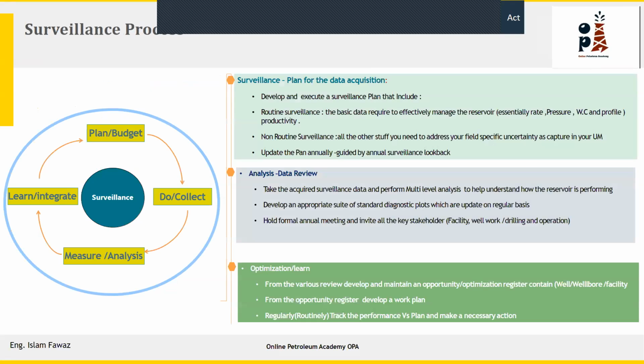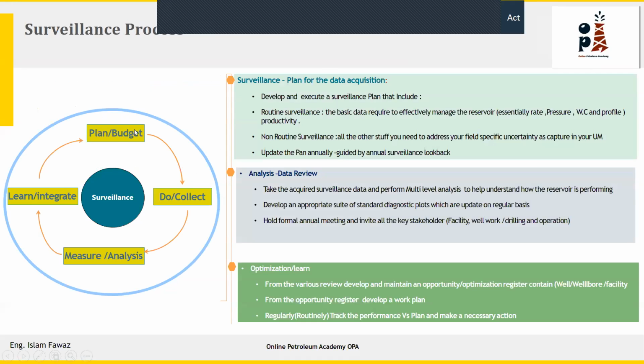So what is the surveillance process for your fields? The surveillance process is plan, do, check, act. This is the loop cycle for the surveillance. We start with planning, according to your budget, and then we collect the data, measure and analyze your data, learn, and integrate this data with your asset team.